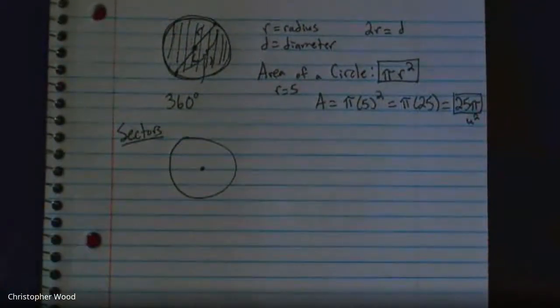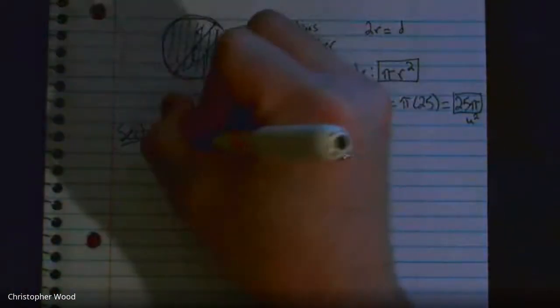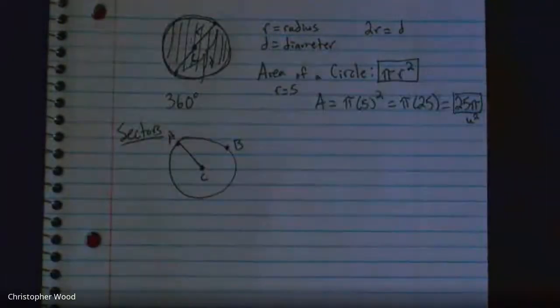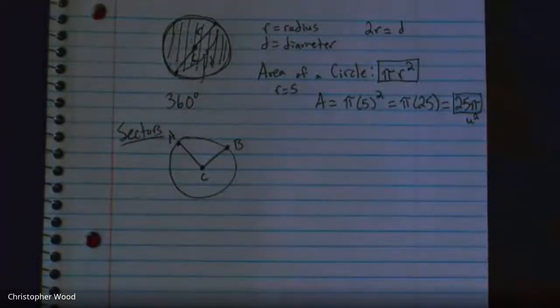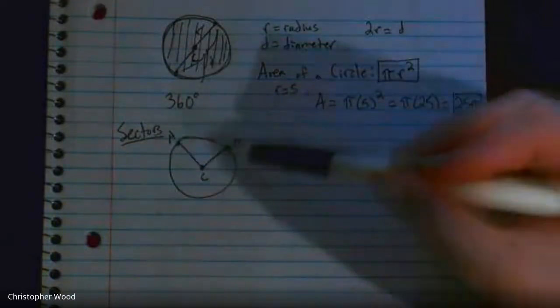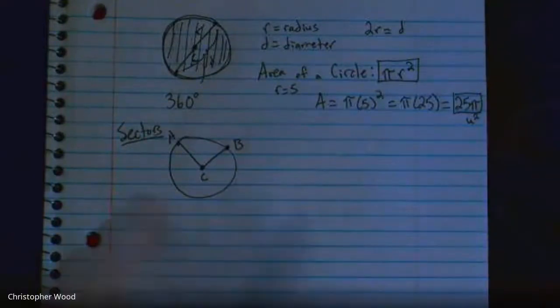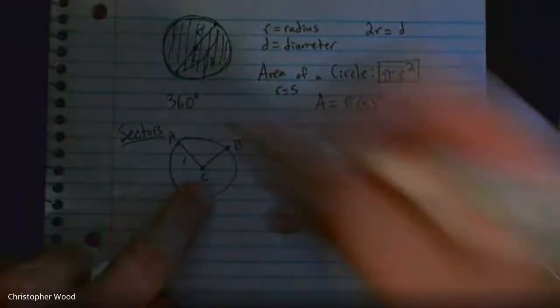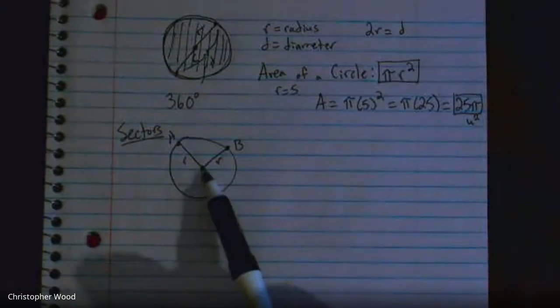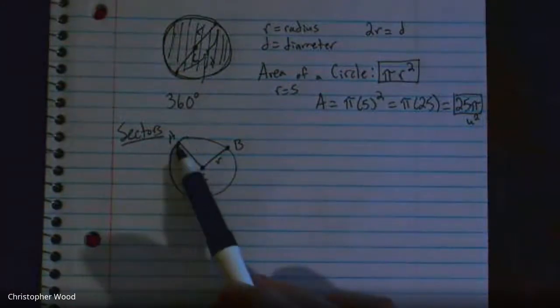So if I were to create two radii, and again, I'm just going to call this the center C. So if I were to create a point, call this point A here, and point B over here, I've now created a sector. A piece of the circle. And so what we've done is we've created a sector, and it is made up of two radii. A to C is considered a radius, and B to C is also a radius. Why? Because they're from the center to the edge of the circle.